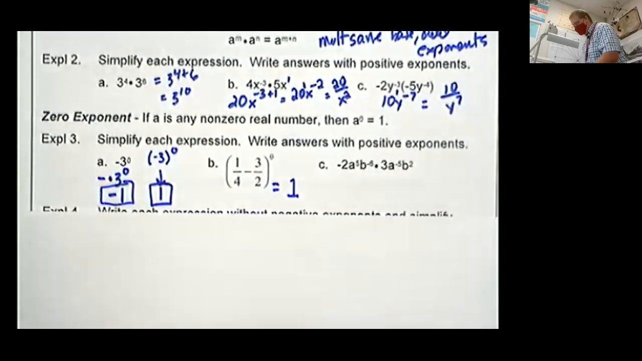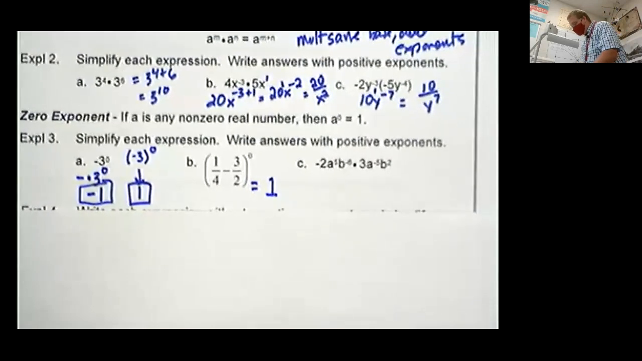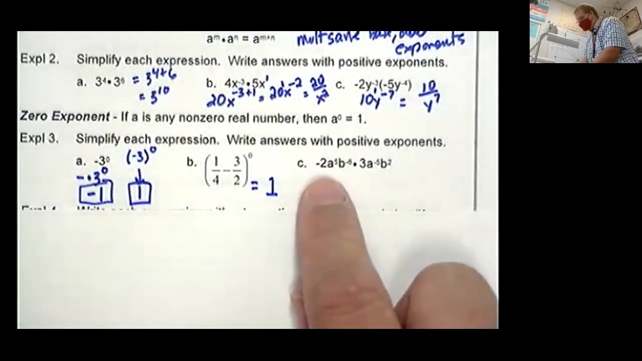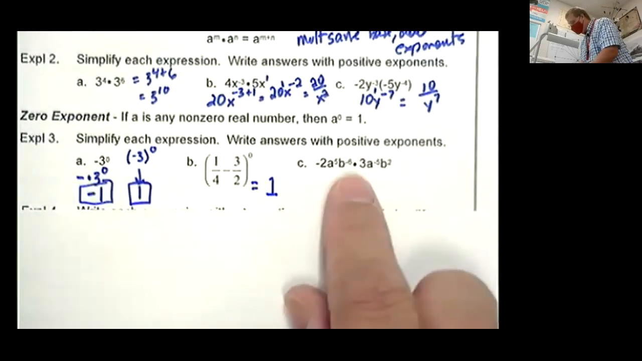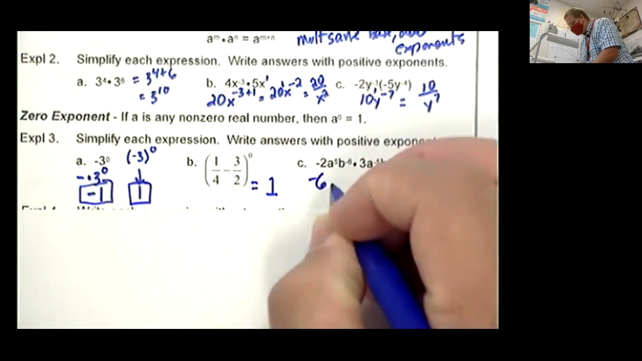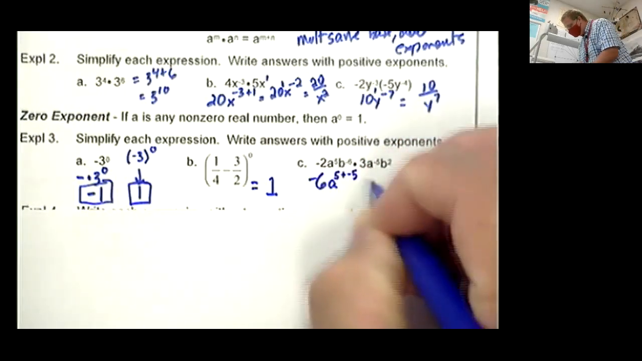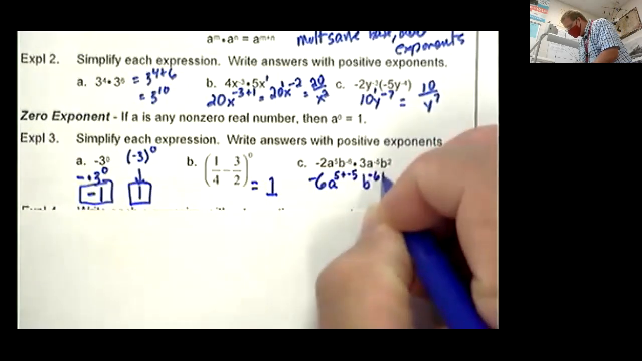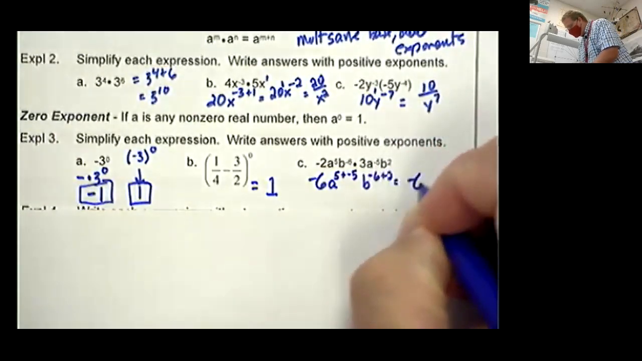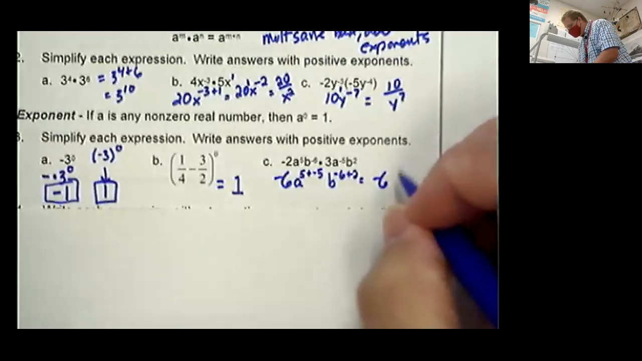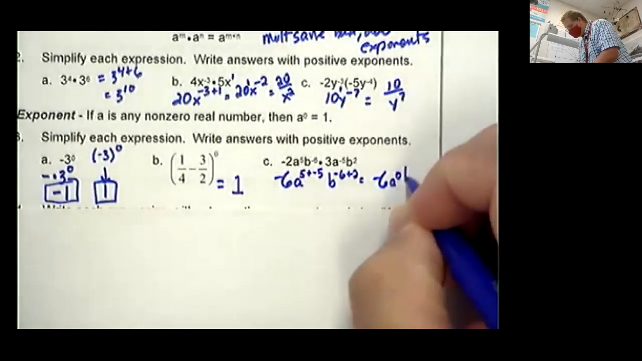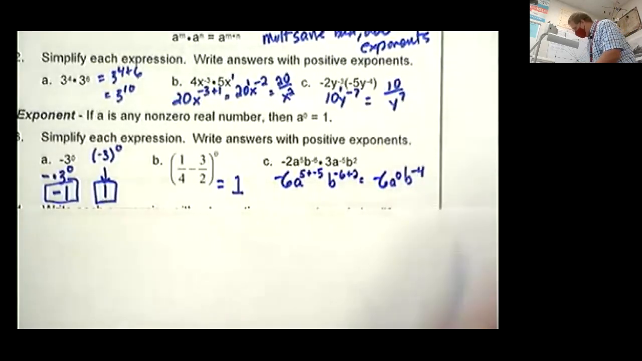Letter C, now we get into some bigger problems. We're gonna multiply the numbers, add the exponents of the bases. So -2 times 3 is -6. That leaves us with a to the 5 plus -5, b to the -6 plus 2. And that's going to give us -6, then a to the 0, b to the -4. And we're going to simplify that.